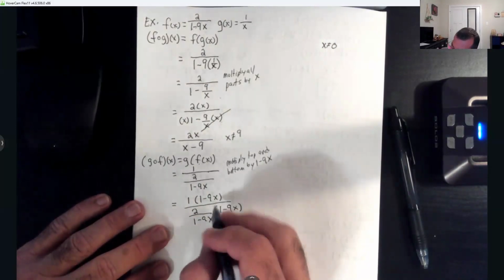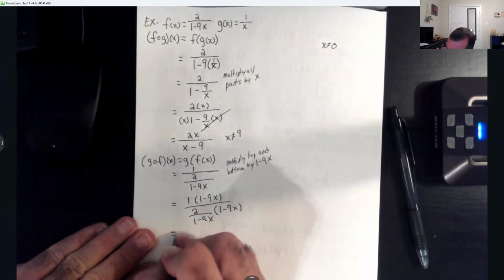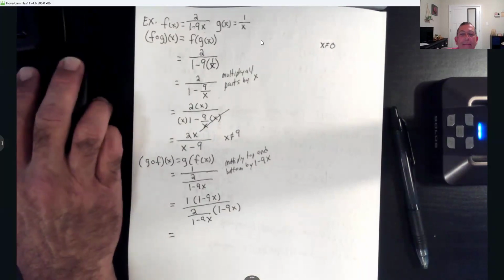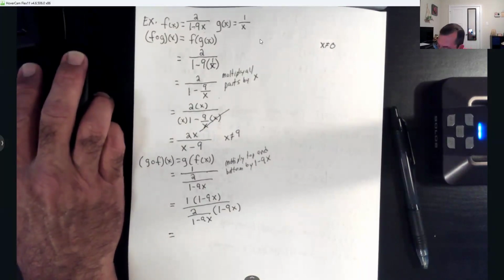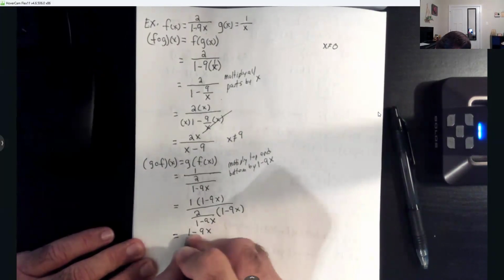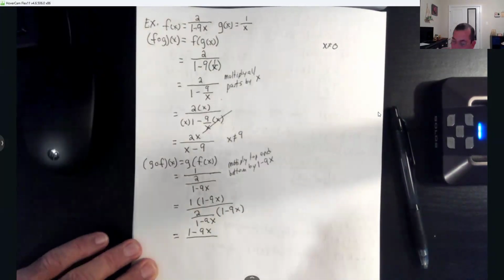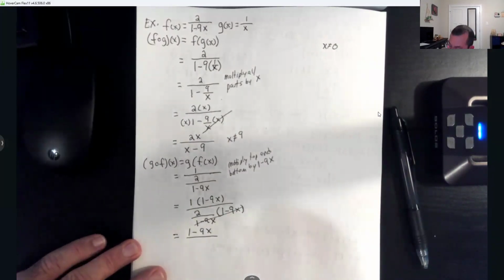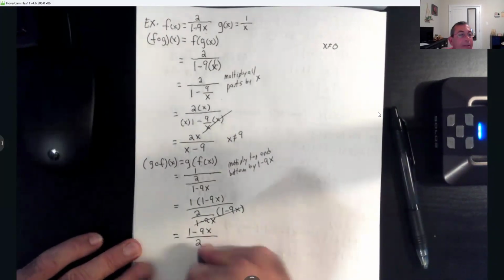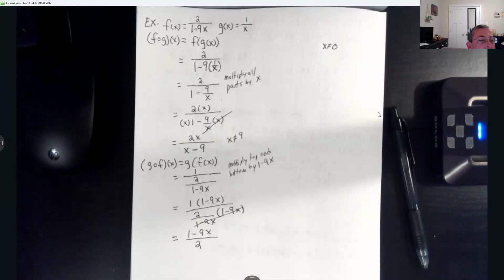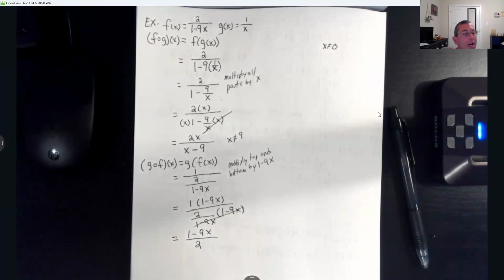All right, y'all, so look, on the top, all we got is a little multiplying. So we'll have a 1 minus 9x. But y'all look at this on the bottom. The 1 minus 9x cancel, and all that's left is a 2. Let me see what you got there. You got 1 minus 9x. Good job. Perfect.